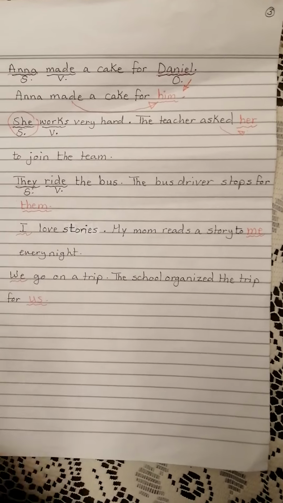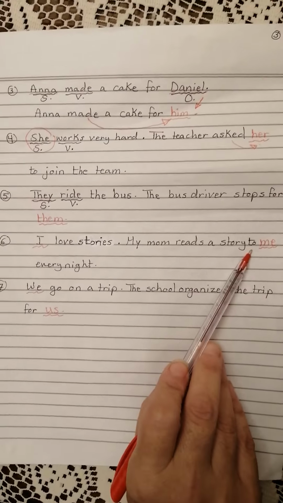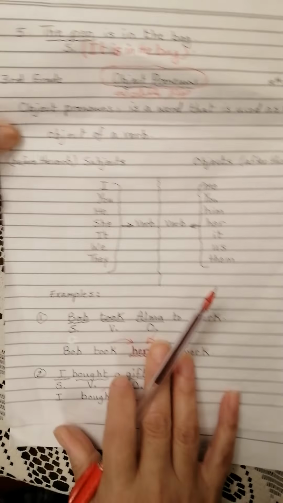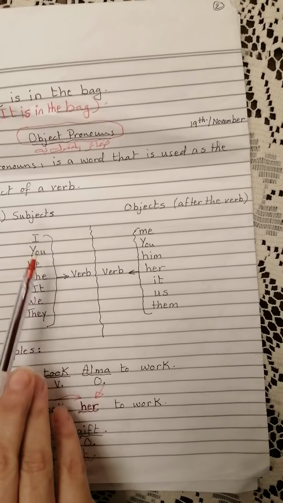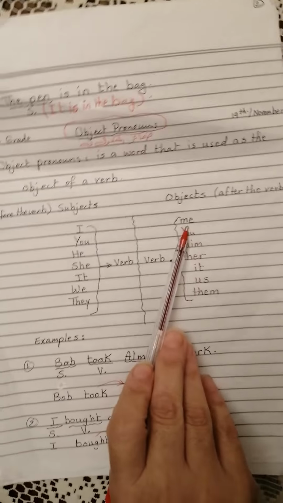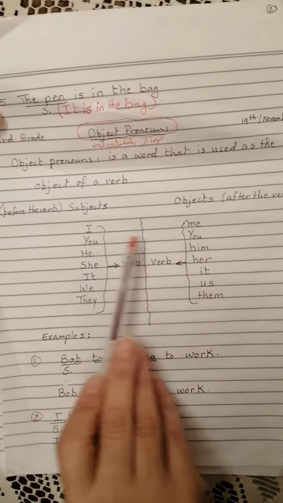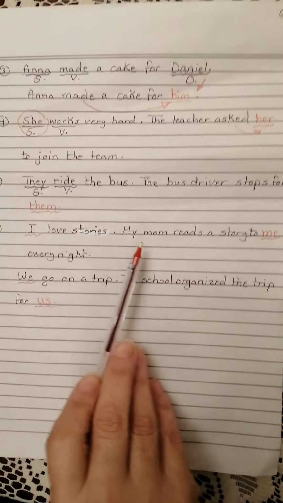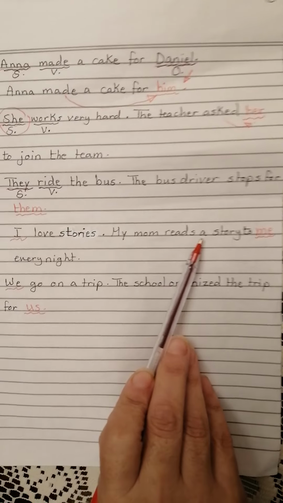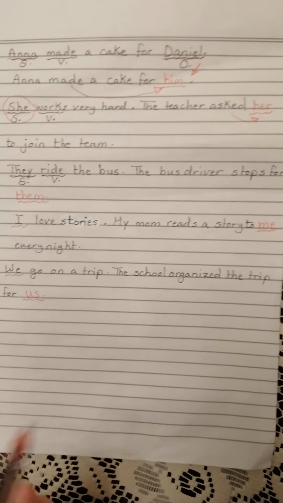Look at number 6. I love stories. My mom reads a story too. If you look at this list, I as a subject becomes me as the object pronoun. So, I love stories. My mom reads a story to me every night.